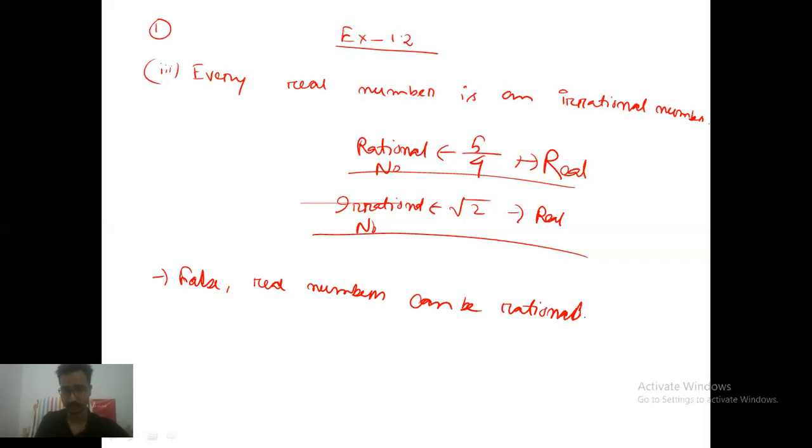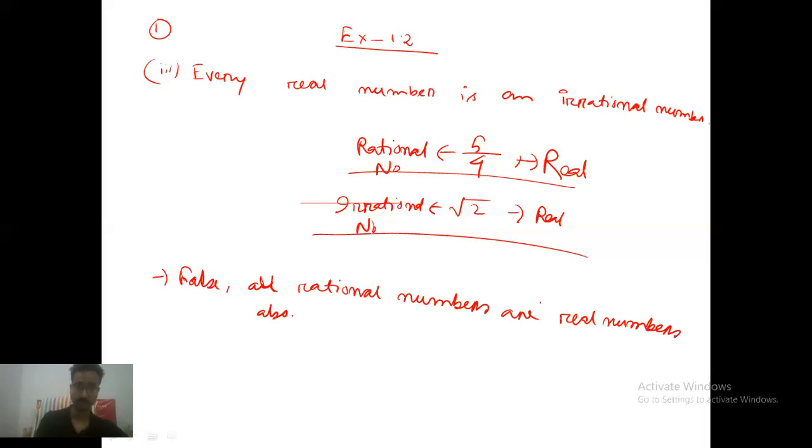Yes or no? A real number can be... or you can write like this: false, because all rational numbers are real numbers also. Yes or no? A rational number is also a real number.